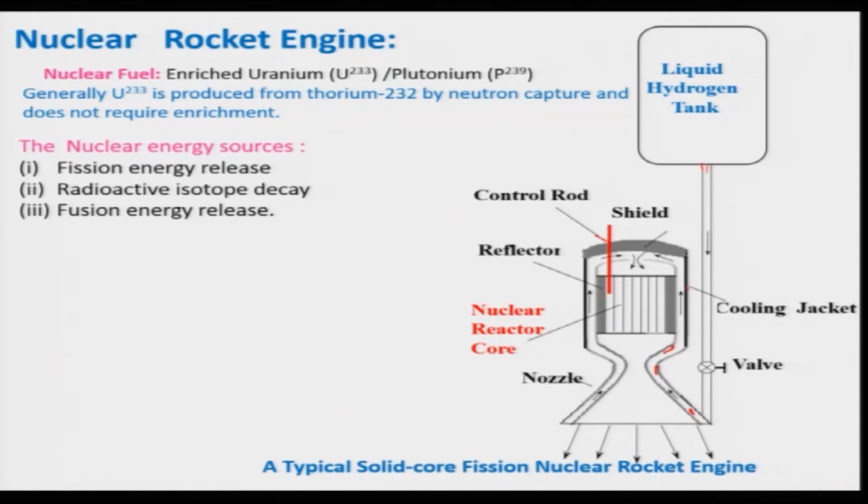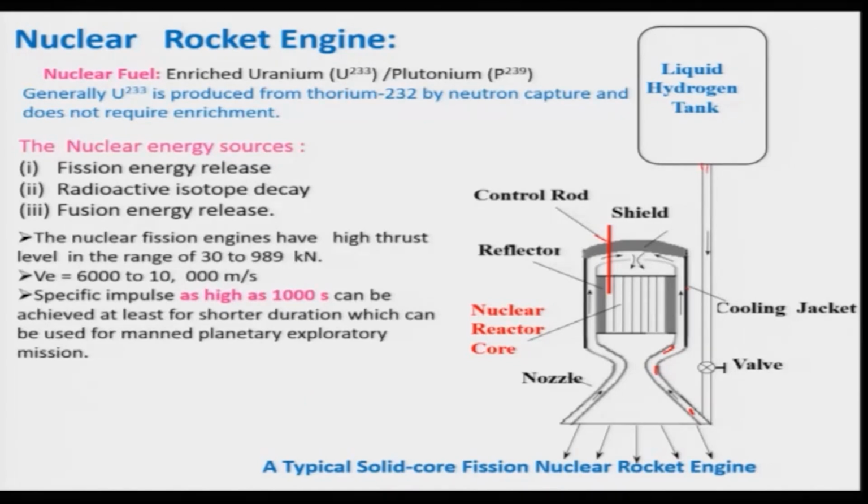And this propellant, when it passes through, comes in contact with this nuclear bed, and then the heat generated due to the nuclear fission reaction passes to the propellant, and as a result the temperature and pressure of this propellant increase, and it is expanded in the CD nozzle to produce the thrust. So, this is similar to your chemical rocket engine; the only difference is that in this case nuclear energy is utilized in place of chemical energy.